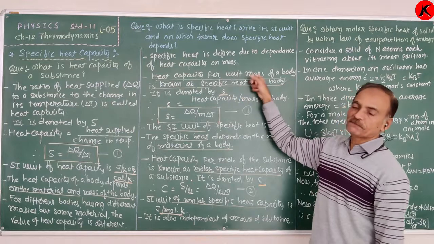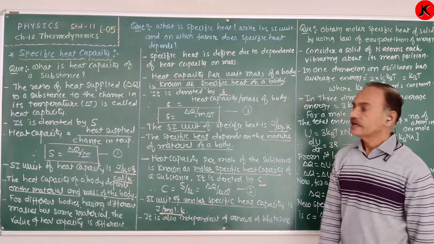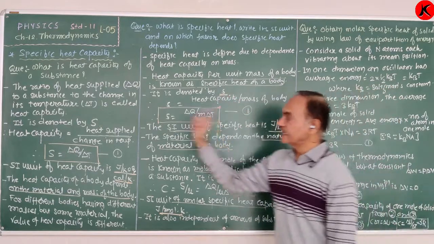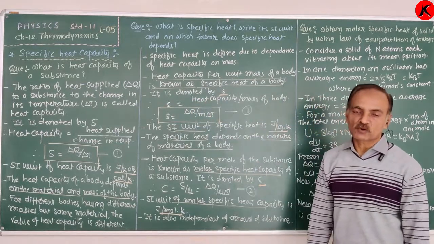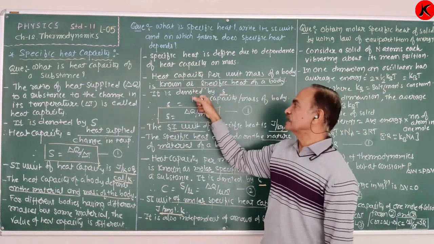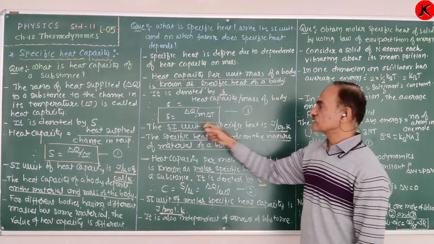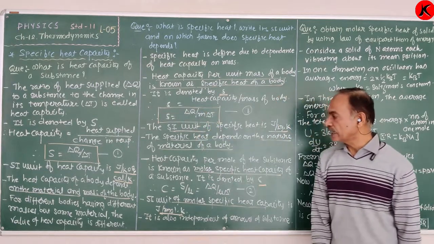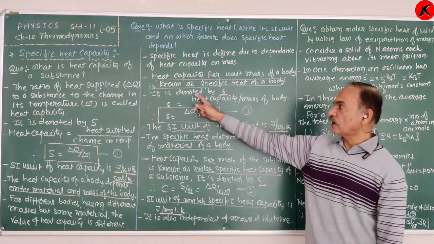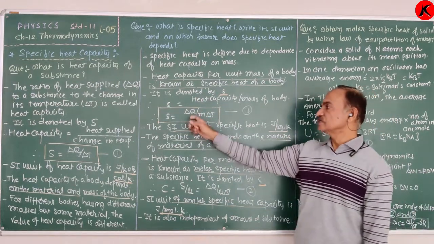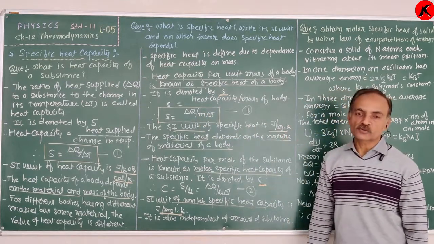Again, the heat capacity per unit mass of a body is known as the specific heat of a body. It is denoted by small s, while the heat capacity is denoted by capital S. From the definition, specific heat is heat capacity upon mass of the body. Therefore, small s is equal to delta Q upon M into delta T. The SI unit of specific heat is joule per kg Kelvin.